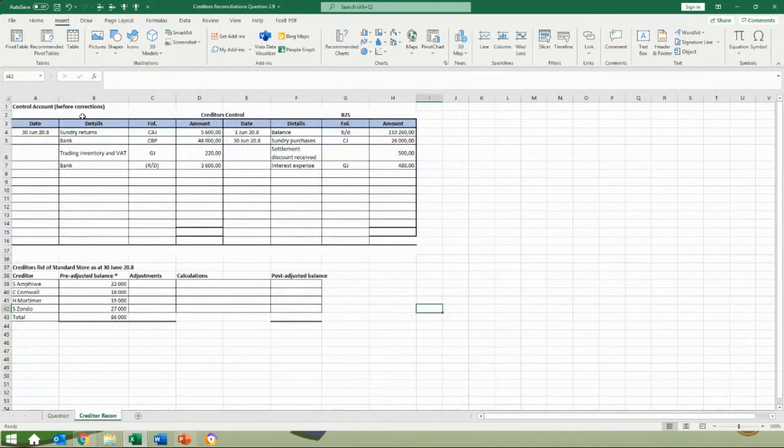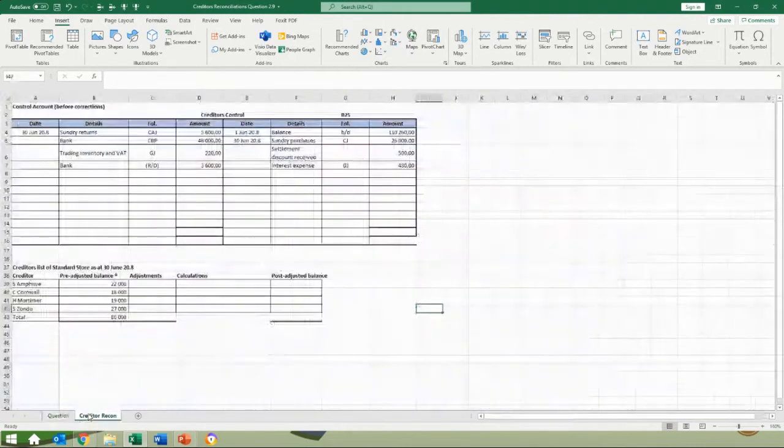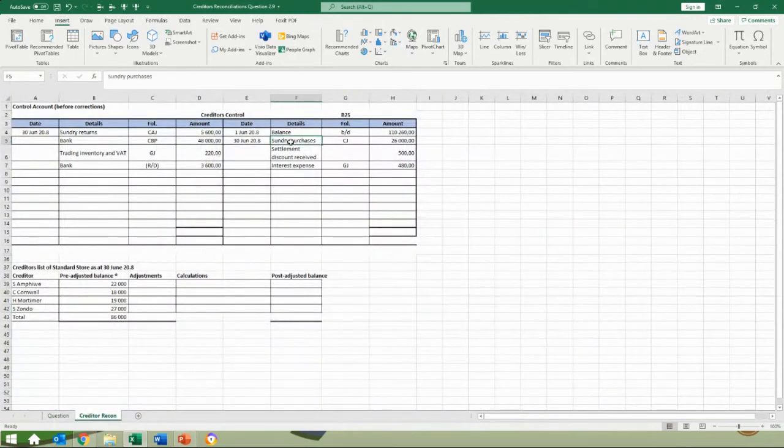So if we look at the control account, this is what they've given to us. Let's just see the wording. The creditors journal has been overcast. Now, generally, creditors journal is our purchases that we make for that month. Has been overcast. So here's our sundry purchases. Now how we will adjust it, we take the 26,000. Now we know it has been overcast.